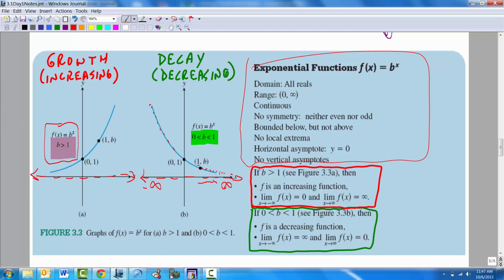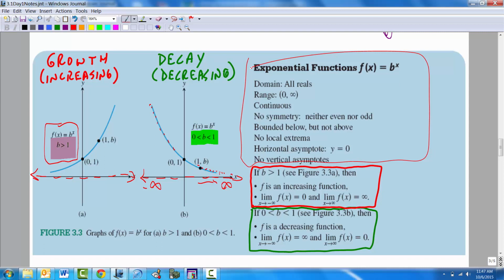All right? So remember that from your book? There's a horizontal asymptote for both these pictures. And then this is what I said. You know, if b is greater than 1, 2 to the x, 3 to the x, 4 to the x, 5 to the x, and so on and so on and so forth. You have the picture on the left.